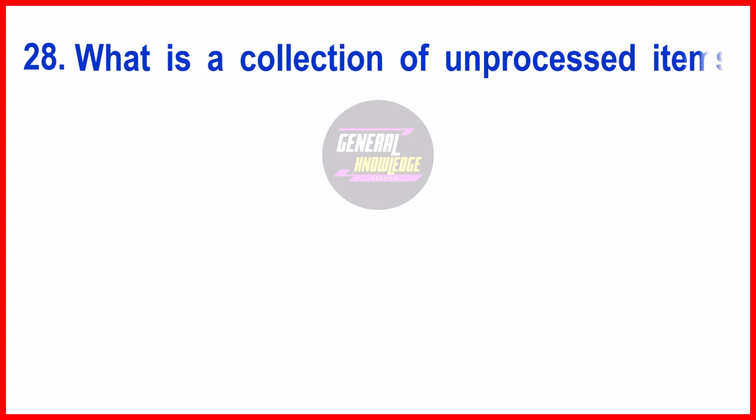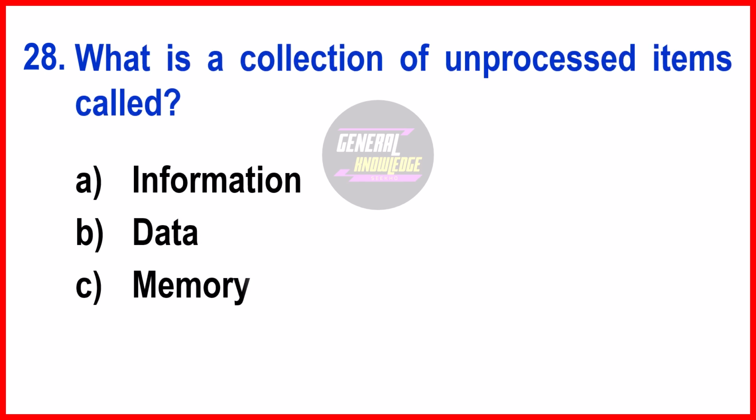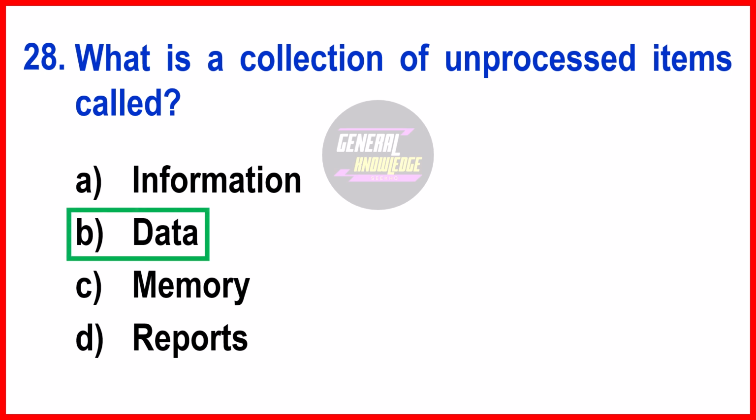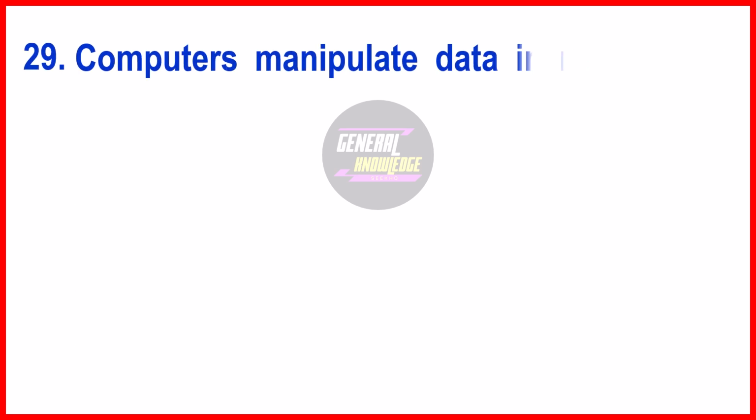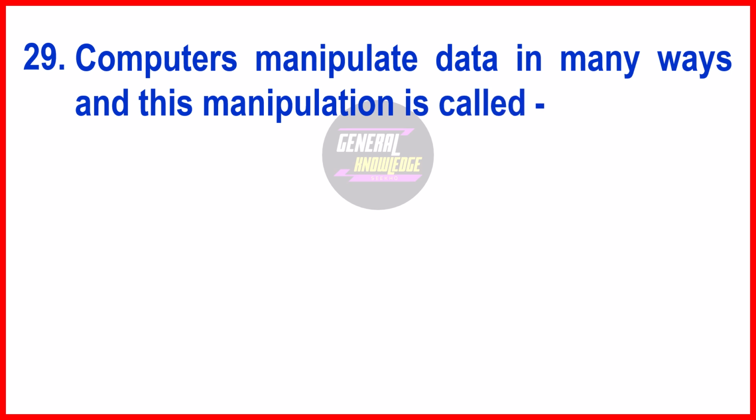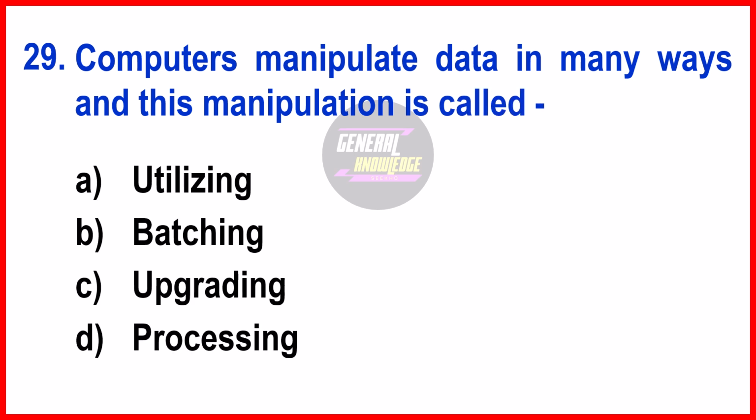What is a collection of unprocessed items called? The right answer is option B, data. Computers manipulate data in many ways, and this manipulation is called. The right answer is option D, processing. This process involves using a computer to execute operations on data such as performing calculations, making logical comparisons, and transforming raw data into meaningful information.